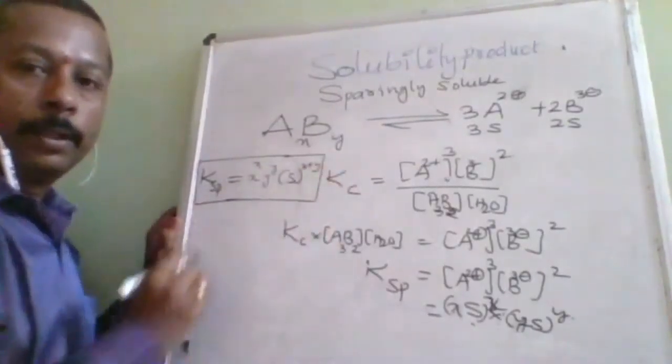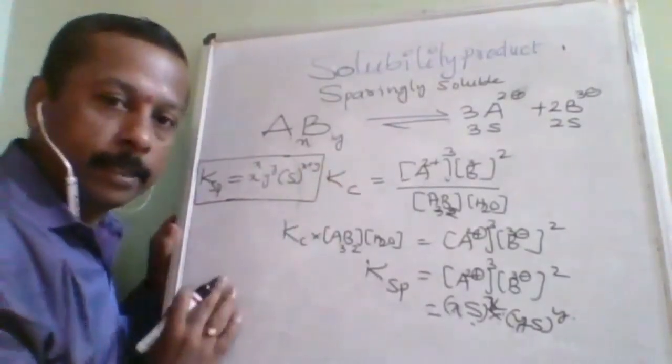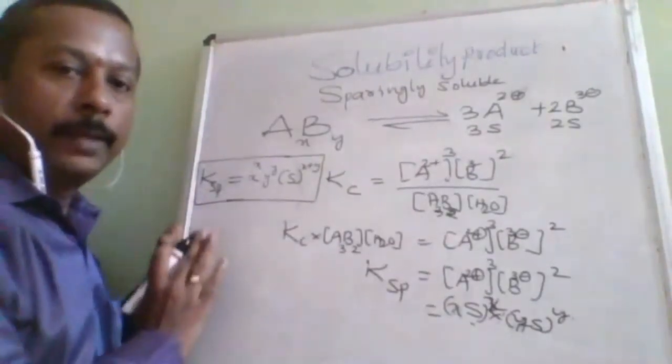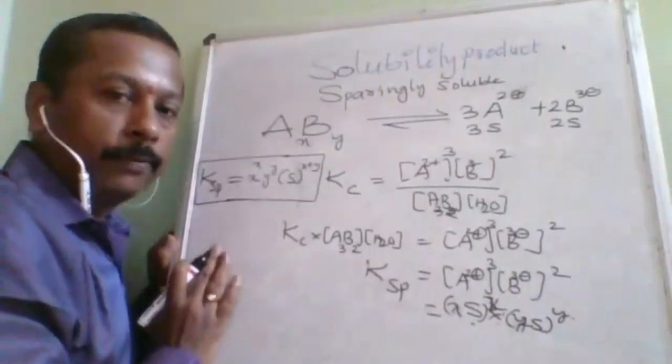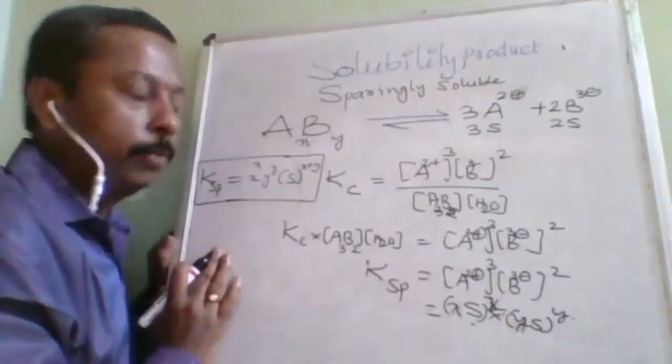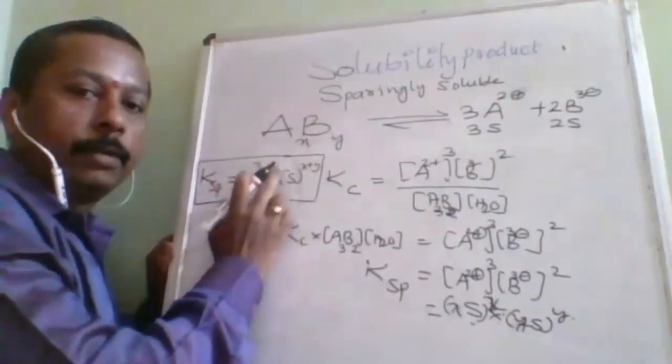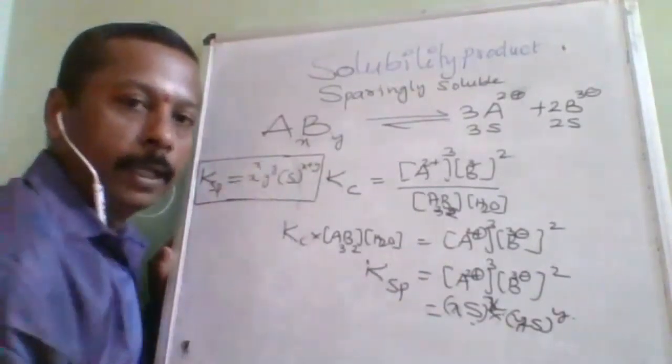I think it is less visible, but you will note it down afterwards. Let us not waste the live session writing the notes. You can do it afterwards. KSP is equal to x to the power of x and y to the power of y, s to the power of x plus y.